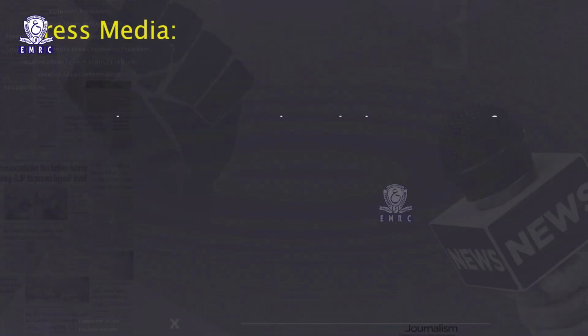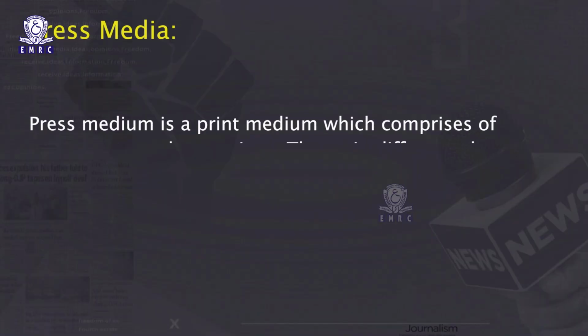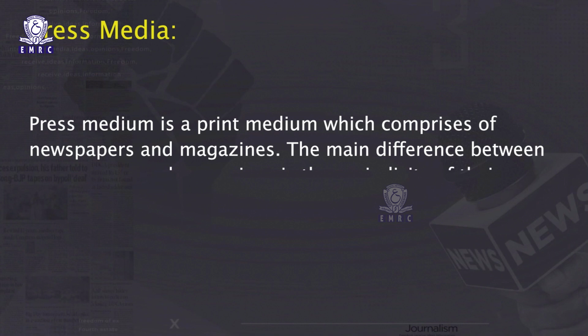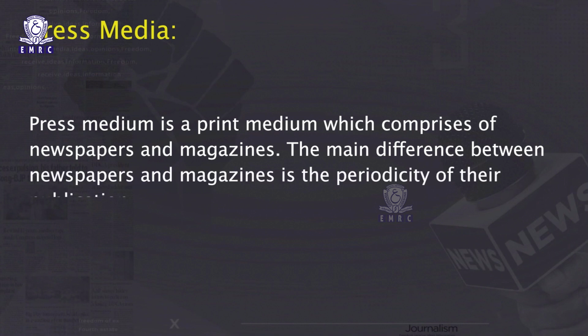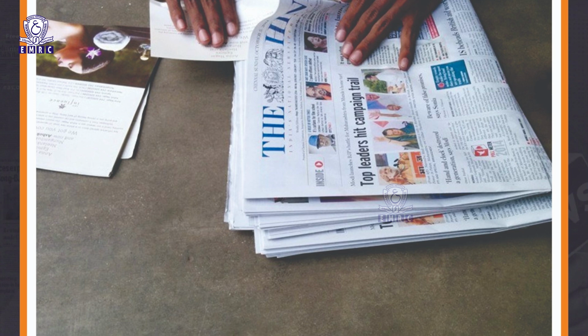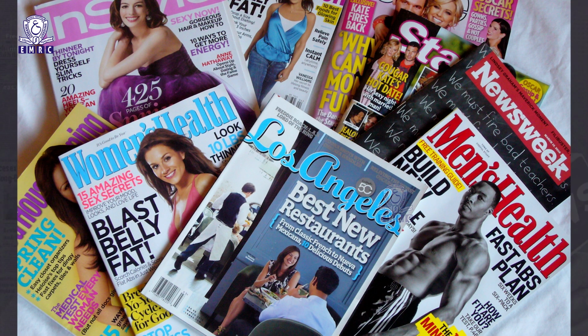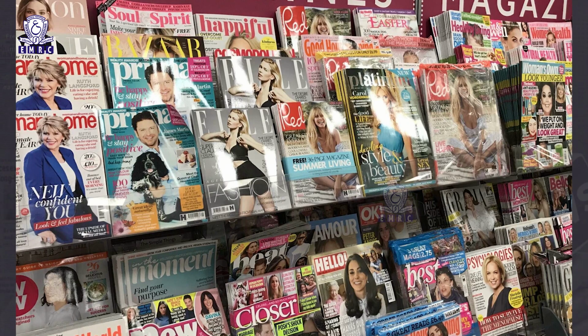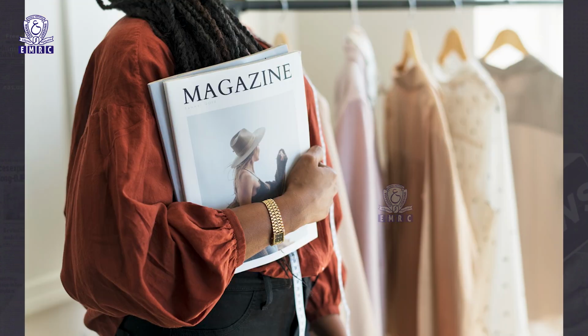Press media. Press medium is a print medium which comprises of newspapers and magazines. The main difference between newspapers and magazines is the periodicity of their publication. Newspapers are published daily, whereas magazines are published periodically, that is weekly, fortnightly, monthly, quarterly or biannually.